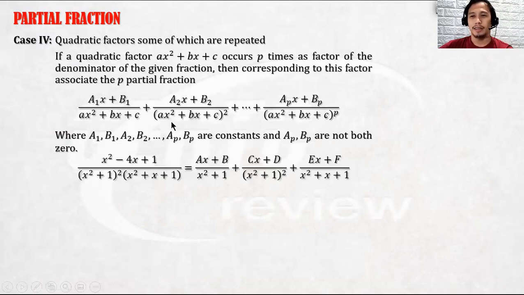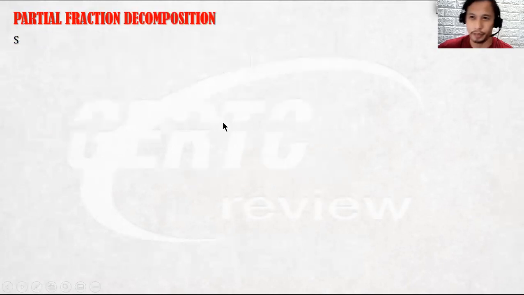Okay? For example, ito. This is a quadratic expression. It cannot be factored any further, and this is repeated twice, so this should be written into its decomposition: (ax plus b) over (x squared plus 1), then plus (cx plus d) over (x squared plus 1) quantity squared.